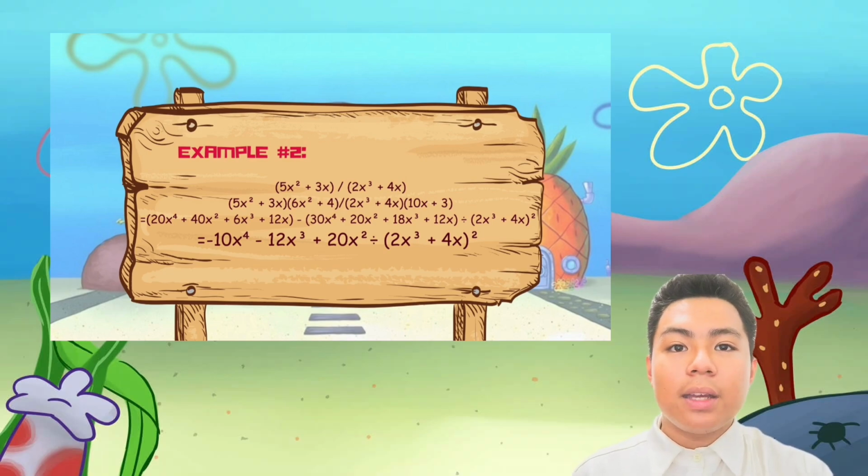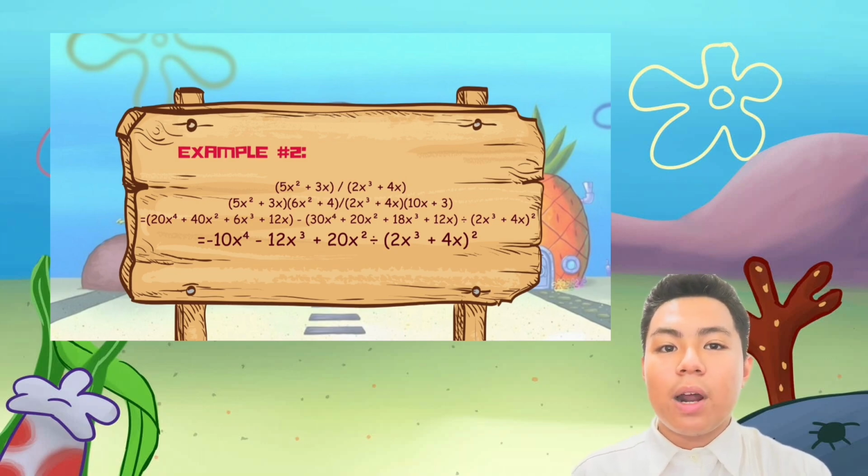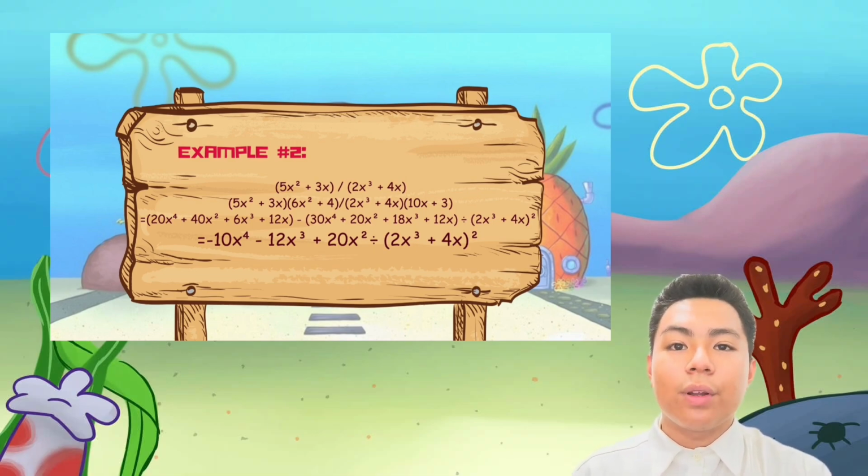So now we will apply the quotient rule. For f prime of x times g of x minus g prime of x times f of x all over g of x squared, we will have 10x plus 3 times 2x cubed plus 4x minus 6x squared plus 4 times 5x squared plus 3x all over 2x cubed plus 4x, squared.